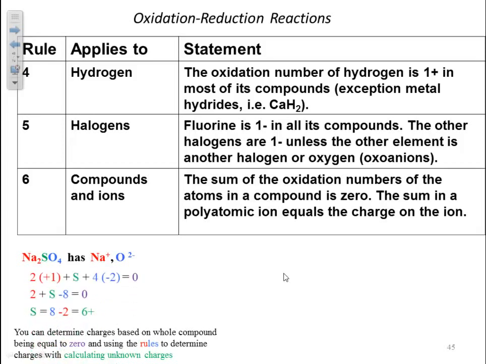So we know sodium's +1. I have 2 of them. I'm trying to find sulfur. We have oxygen, which is -2, and I have 4 of them. And the whole thing is equal to 0. This is a neutral compound, so we know that whole thing is equal to 0. Solve for my sulfur doing some arithmetic, and we find out that sulfur is a +6.